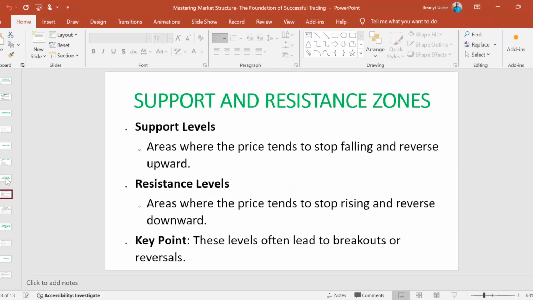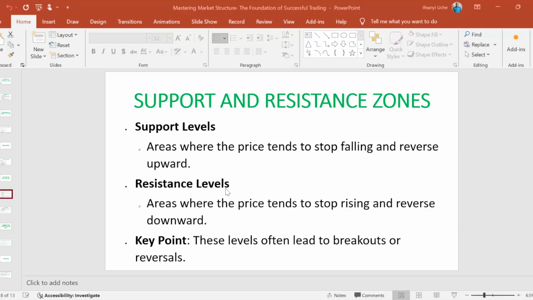For support and resistance, let's look at support levels. All of us are sitting on a device, a chair or a couch, participating in this webinar, and your feet are on the floor, the ground. The ground where your feet are set is giving you support, or the ground on which the chair is sitting has given you support so that you will not sink. That is just a layman's explanation of support.